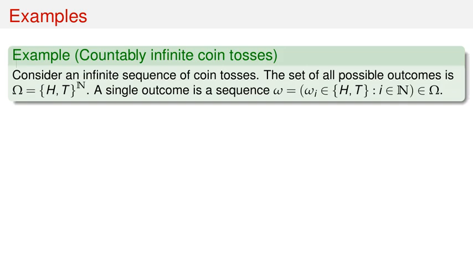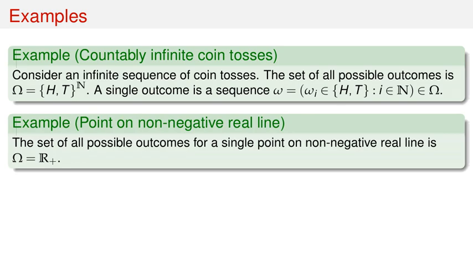Let's consider more examples of sample spaces. First, countably infinite coin tosses. If we consider an infinite sequence of coin tosses, the set of all possible outcomes, omega, is {H, T}^N. A single outcome, omega, is an infinite sequence omega_i, where omega_i is in {H, T} for all i in N. Next, a point on the non-negative real line. If our experiment is to pick a single point from the non-negative real line, then the set of all possible outcomes, omega, is simply R+.